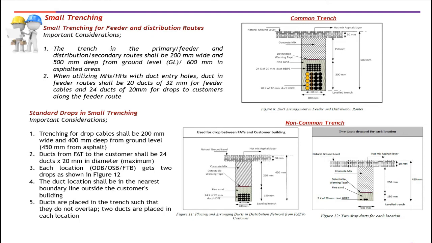The duct location shall be in the nearest boundary line outside the customer's building. Ducts are placed in the trench such that they do not overlap. Two ducts are placed in each location. For the backfilling materials layering on the trench, the first backfilling is a 150 mm fine sand with a detectable warning tape on it. Okay, so another 250 mm of concrete mix and 50 mm of hot mix asphalt layer.